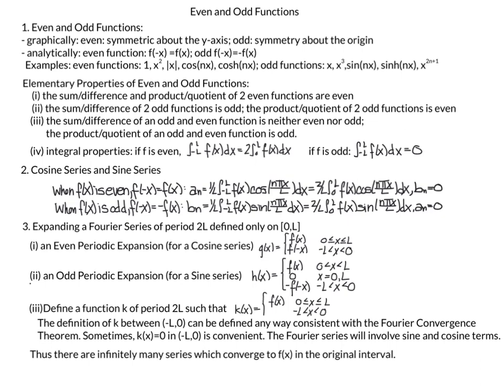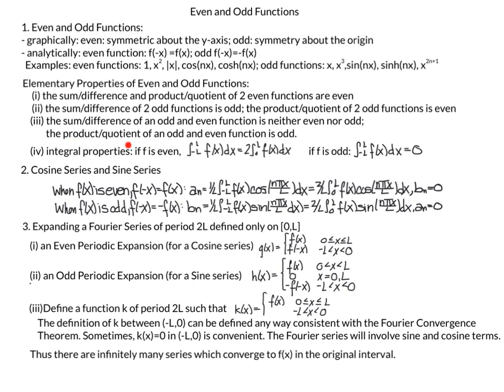Some properties of even and odd functions. The sum or difference of two even functions is even, and the product and quotient of two even functions is also even. The sum or difference of two odd functions is odd, and the product and quotient of two odd functions is even. The sum or difference of an odd and even function is neither even nor odd, and the product or quotient of an odd and even function is odd.